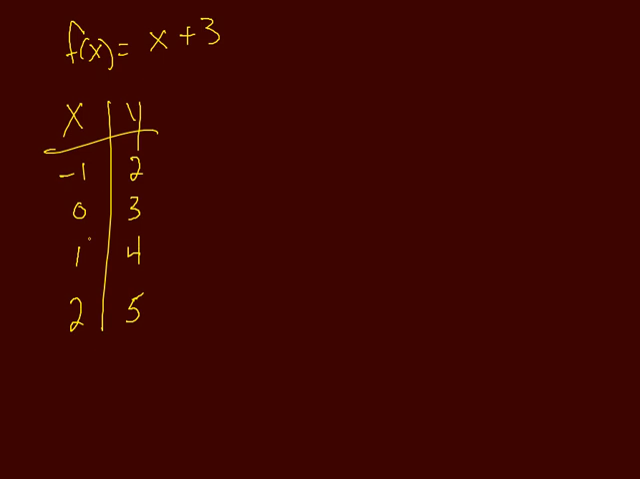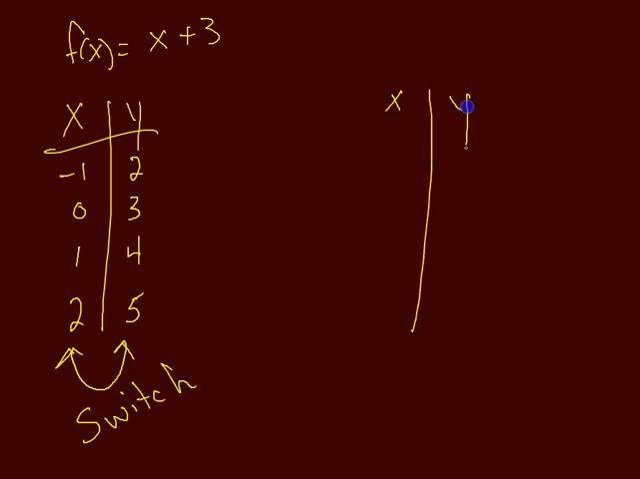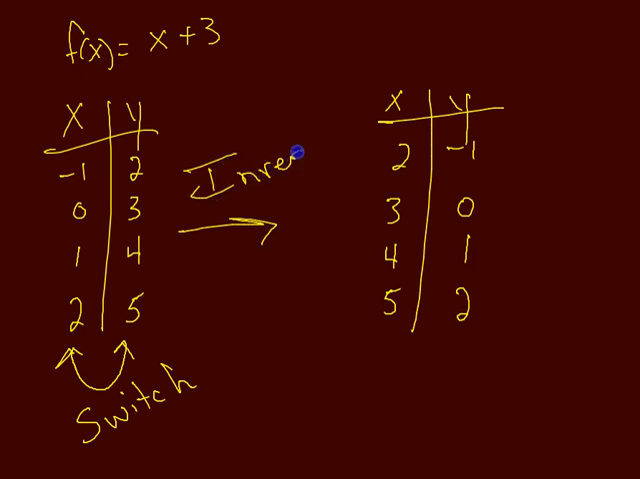Well, the inverse, and the definition of an inverse, is when we switch x and y values. So the x and y values switch, so our new function would have x values of 2, 3, 4, and 5, and then our y values would now be -1, 0, 1, 2. That's the definition of an inverse. Going from here to here gives us an inverse function.